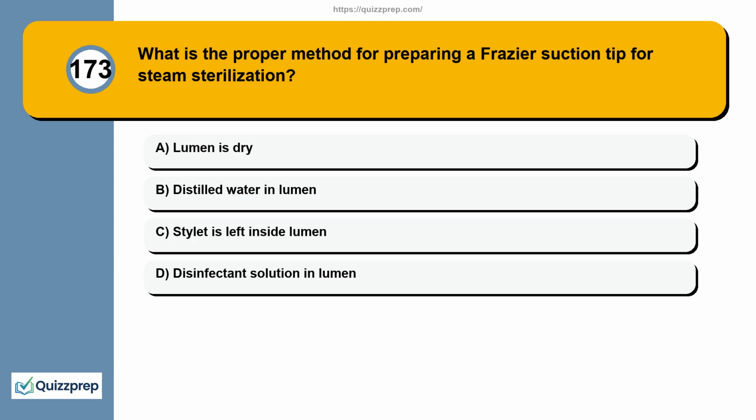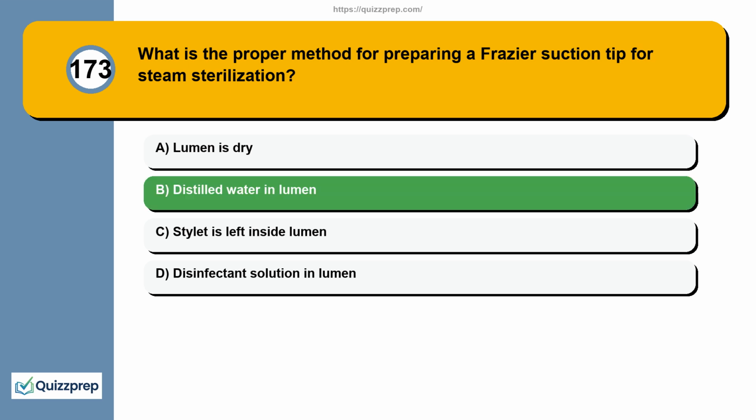Question 173. What is the proper method for preparing a Frazier suction tip for steam sterilization? Option A, lumen is dry. Option B, distilled water in lumen. Option C, stylet is left inside lumen. Option D, disinfectant solution in lumen. The correct answer is option B, distilled water in lumen.